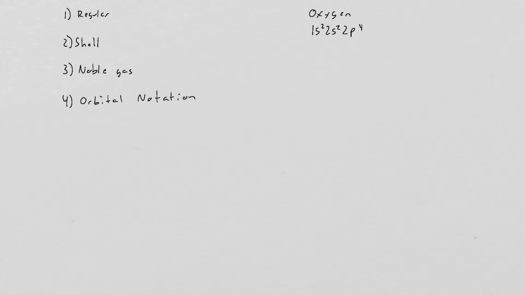Its shell notation, which you can find on your Regents reference table, is just 2, because it's got 2 electrons in the first energy level, and then 6. It's got 6 electrons in the second energy level. So that's a shell notation. The noble gas configuration is a shorthand.